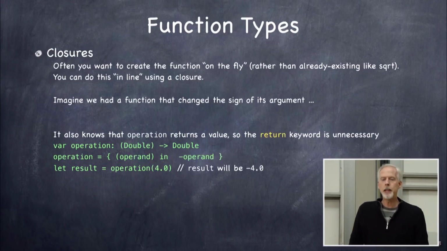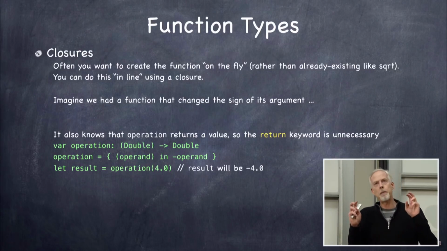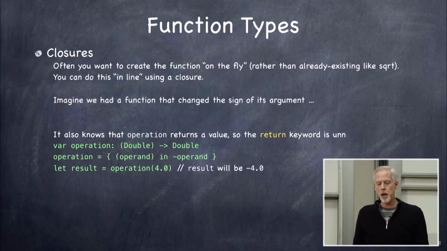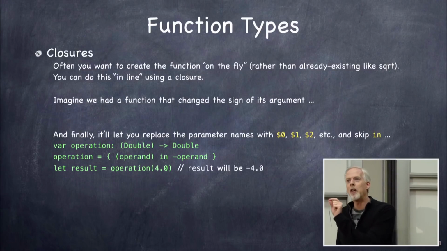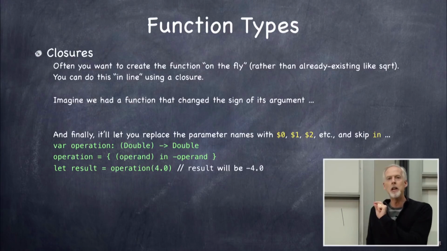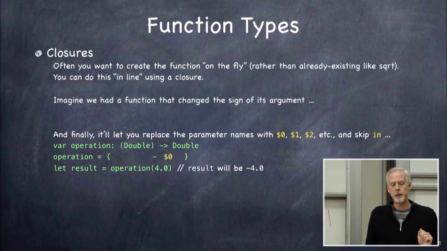Okay? And even more, Swift knows you want to have these embedded functions all the time, and it's a little annoying to have to think up a name for the argument to this thing, that operand word that I had to think up there. So it lets you substitute $0 for the first one, $1 for the second, $2 for the third one, okay? So I'm going to replace operand there with $0. And when I do that, I don't need the in anymore either.